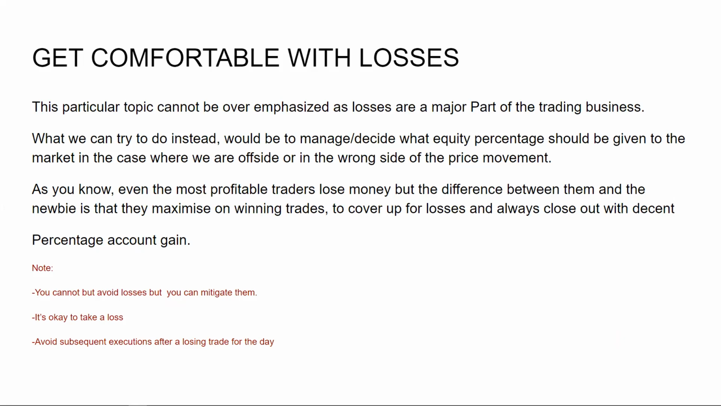So what we can try to do instead would be to manage or decide what equity percentage should be given to the market in the case where we are on the wrong side of the price movement. So we can decide what percentage equity should be given to the market, which perhaps most times is 1%, 0.5%, depending on your risk appetite.